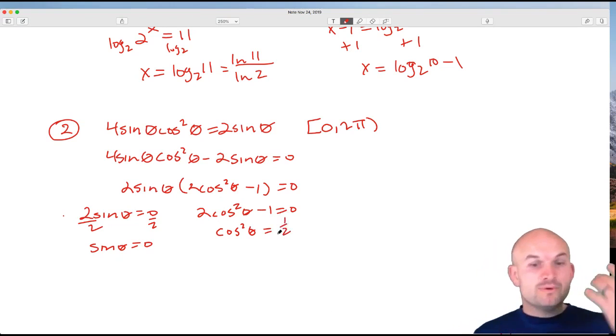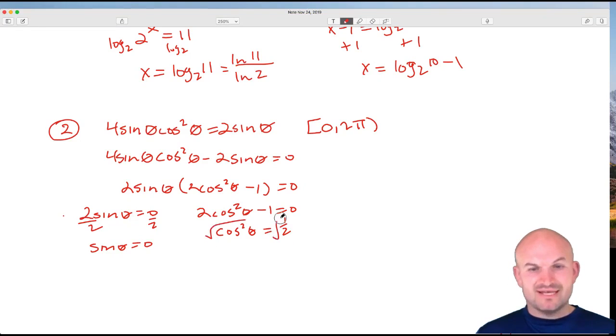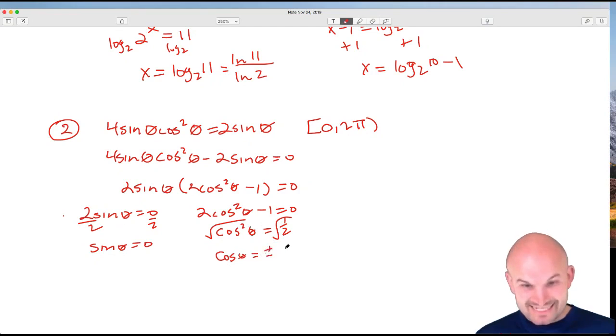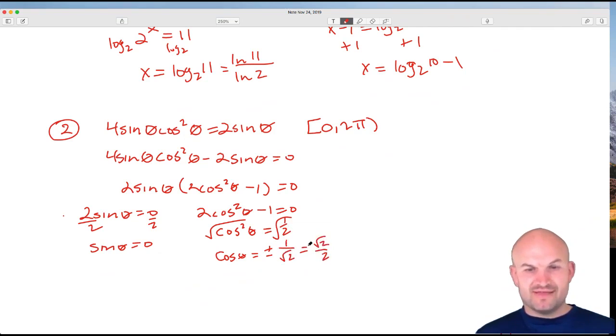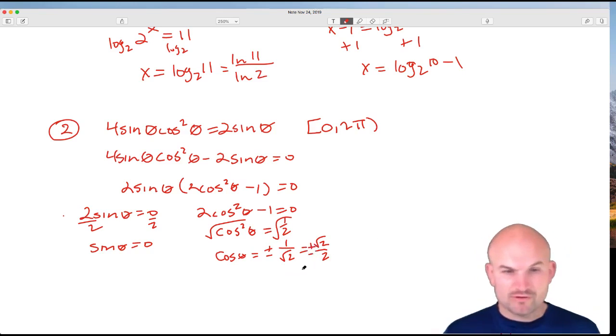But remember, we need to undo the squaring, right? So we're going to take the square root. And since we're introducing the square root, we need to use plus or minus. That is going to be plus or minus 1 over the square root of 2, which ends up being square root of 2 over 2. So cosine of theta equals plus or minus square root of 2 over 2.